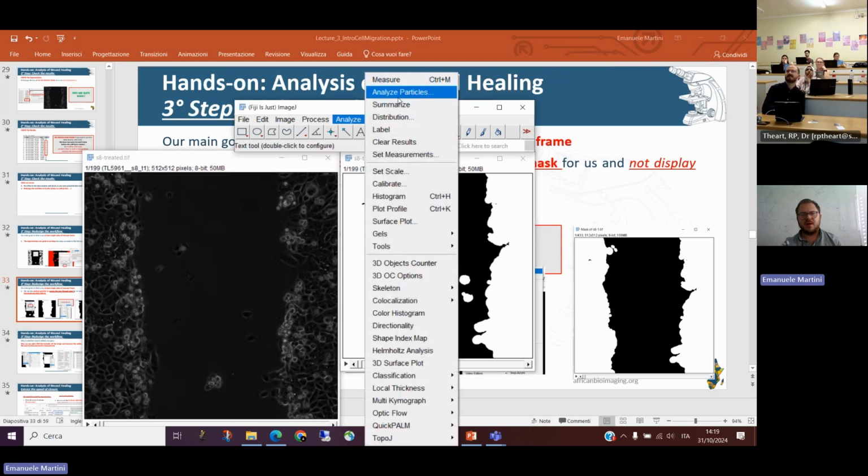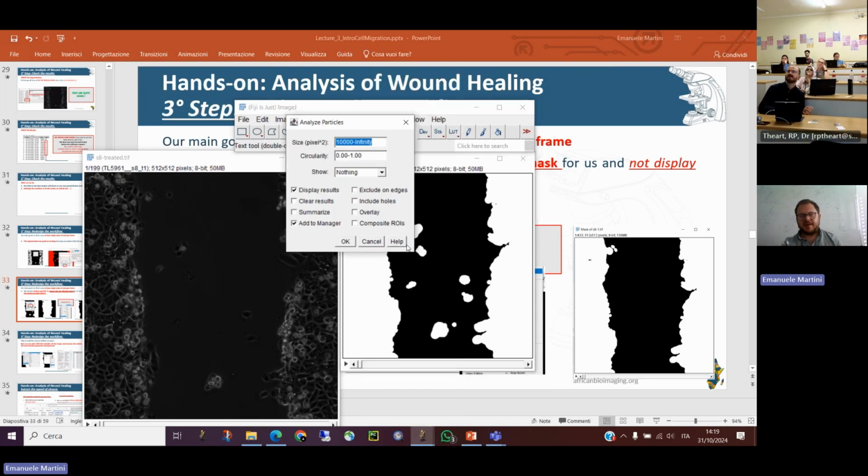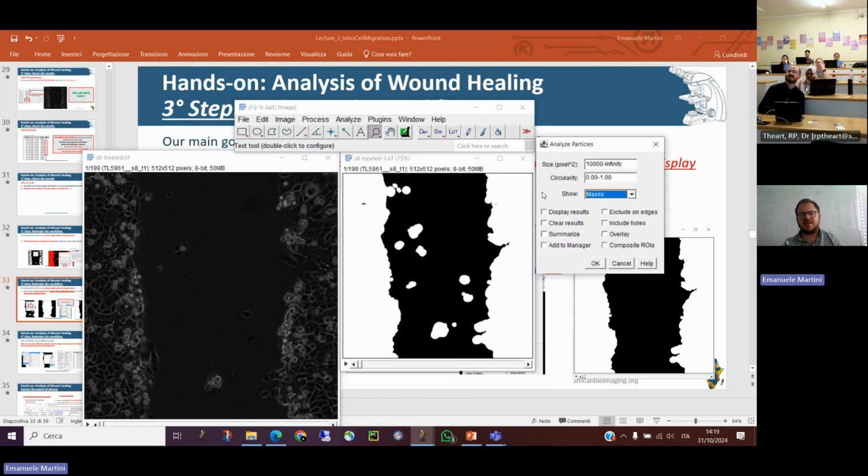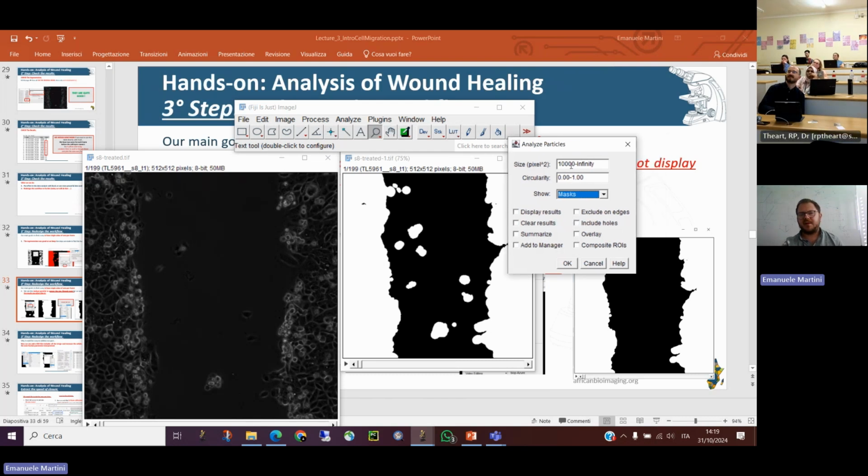So the first thing I do is an Analyze Particles, and instead of directly displaying the results and doing all the analysis, I extract the mask. What does extracting the mask mean? It means that as a result, I want the filtered mask. Filtered in the sense that I'm filtering by area, so I'm removing all the objects with an area lower than 10,000. This helps me because I need a pre-processing step before calculating what I'm interested in.